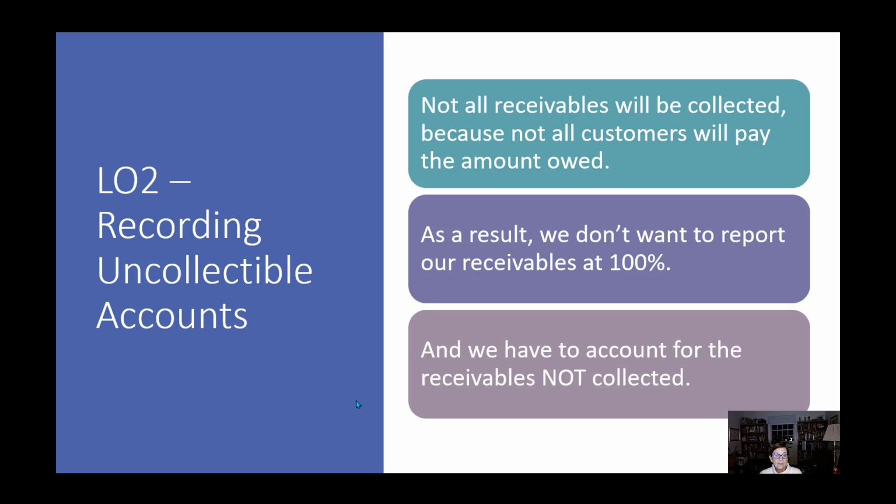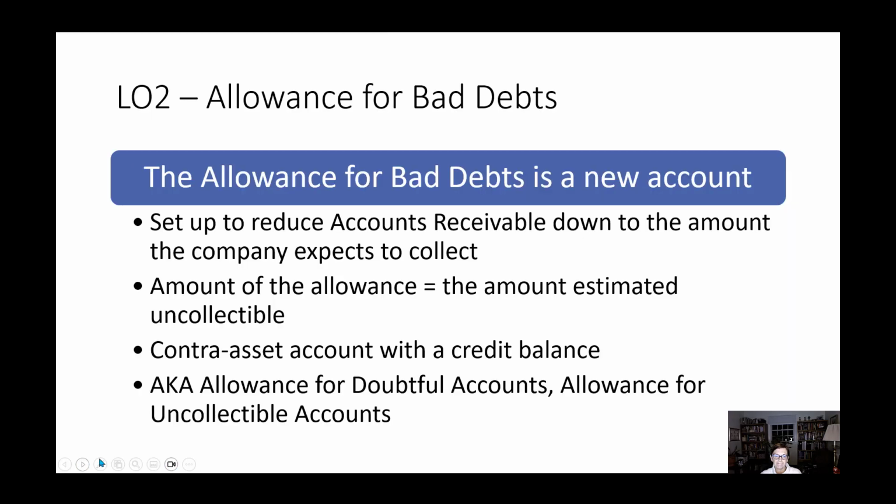So as a result of the fact that all of our receivables will not be collected, we don't want to show them at 100% of their face value. So say you have $100,000 of receivables, but you know you're only going to collect, say, 95,000 of them. Well, you can't show 100,000 on your balance sheet if you know you're not going to get that amount. So we have to account for the receivables that the company knows it will not collect. All right, it's going to be involving some estimates along the way.